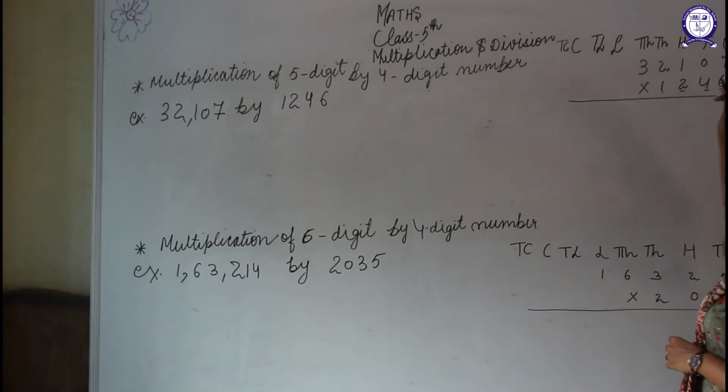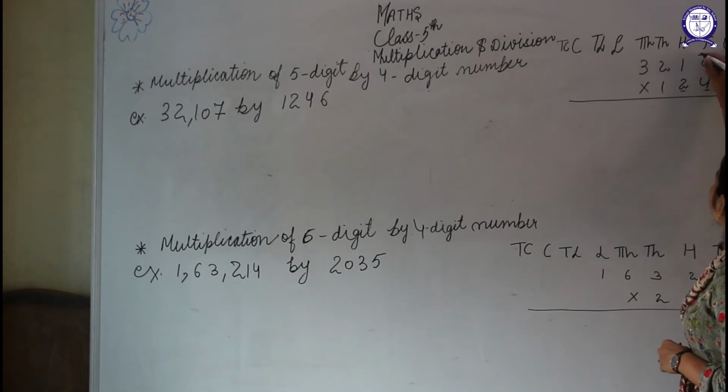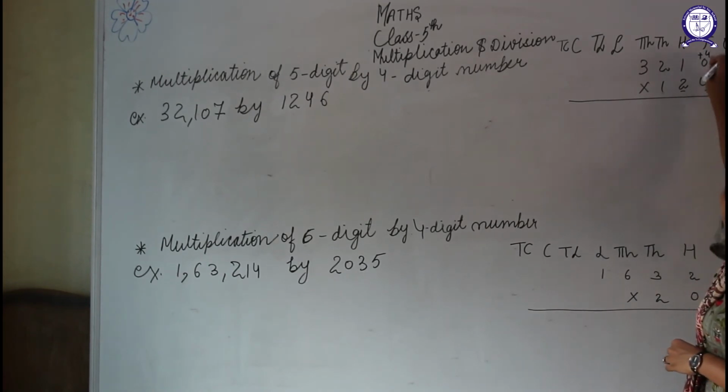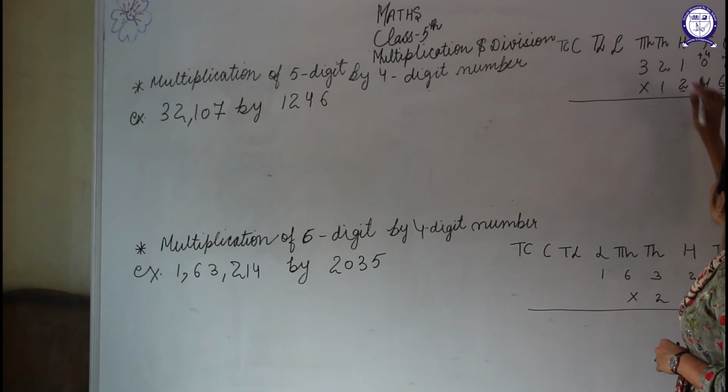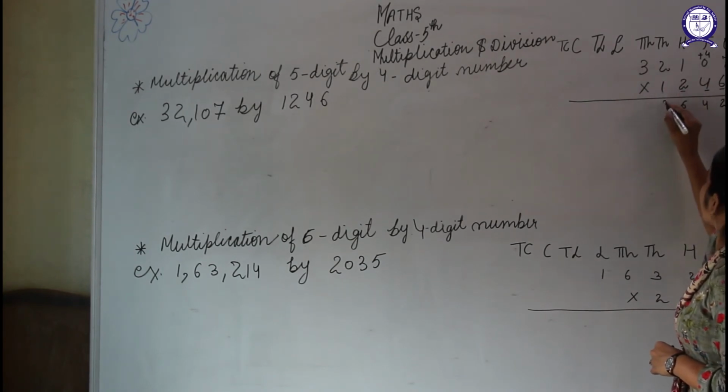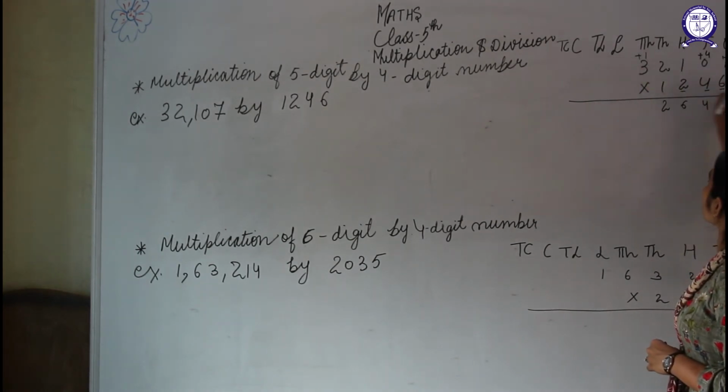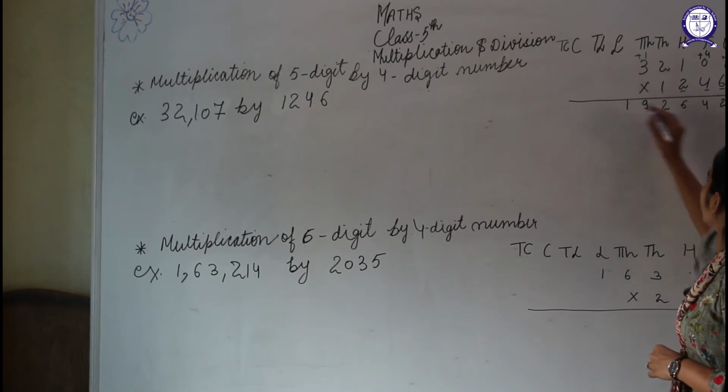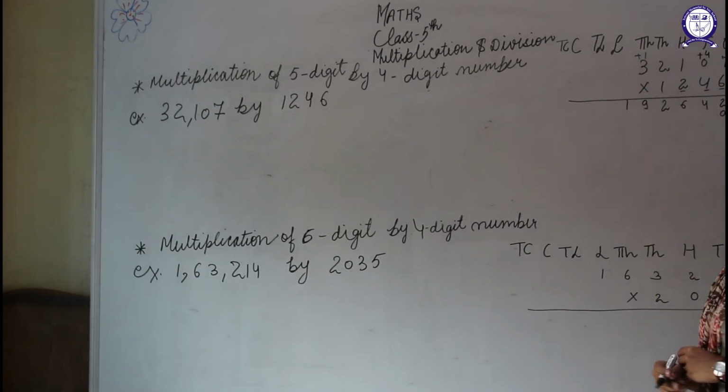6 sevens are 42. Carry 4. 6 multiply 0, 0 plus 4, 4. 6 ones are 6, 6 twos are 12, carry 1. 6 threes are 18, 18 plus 1, 19. Now you can write a 0 or cross in here.